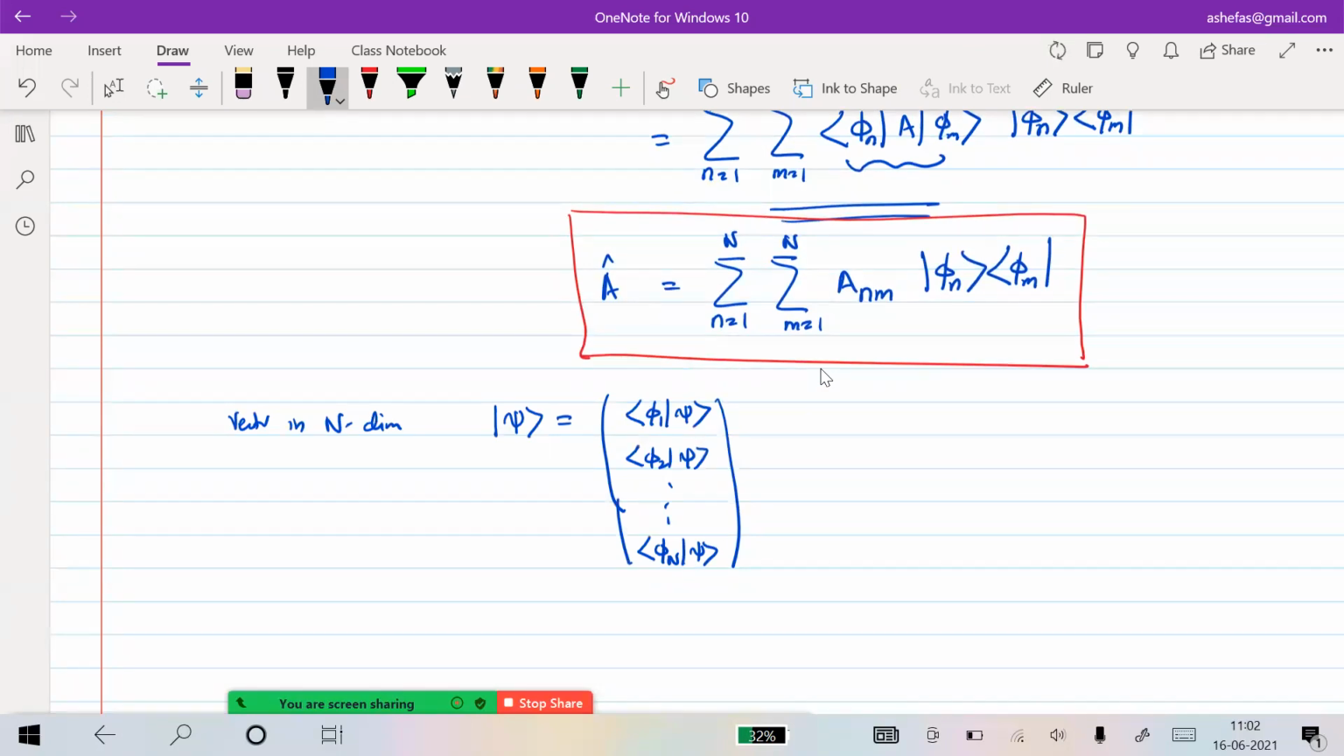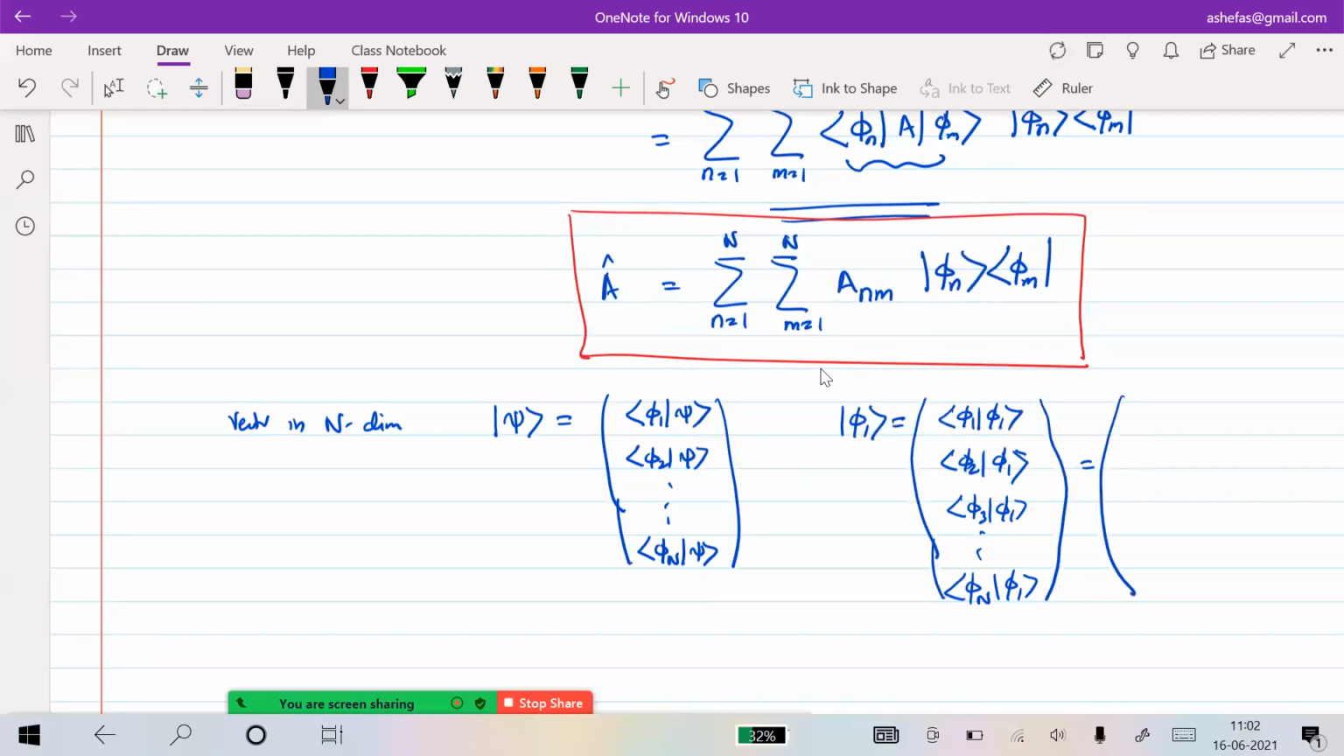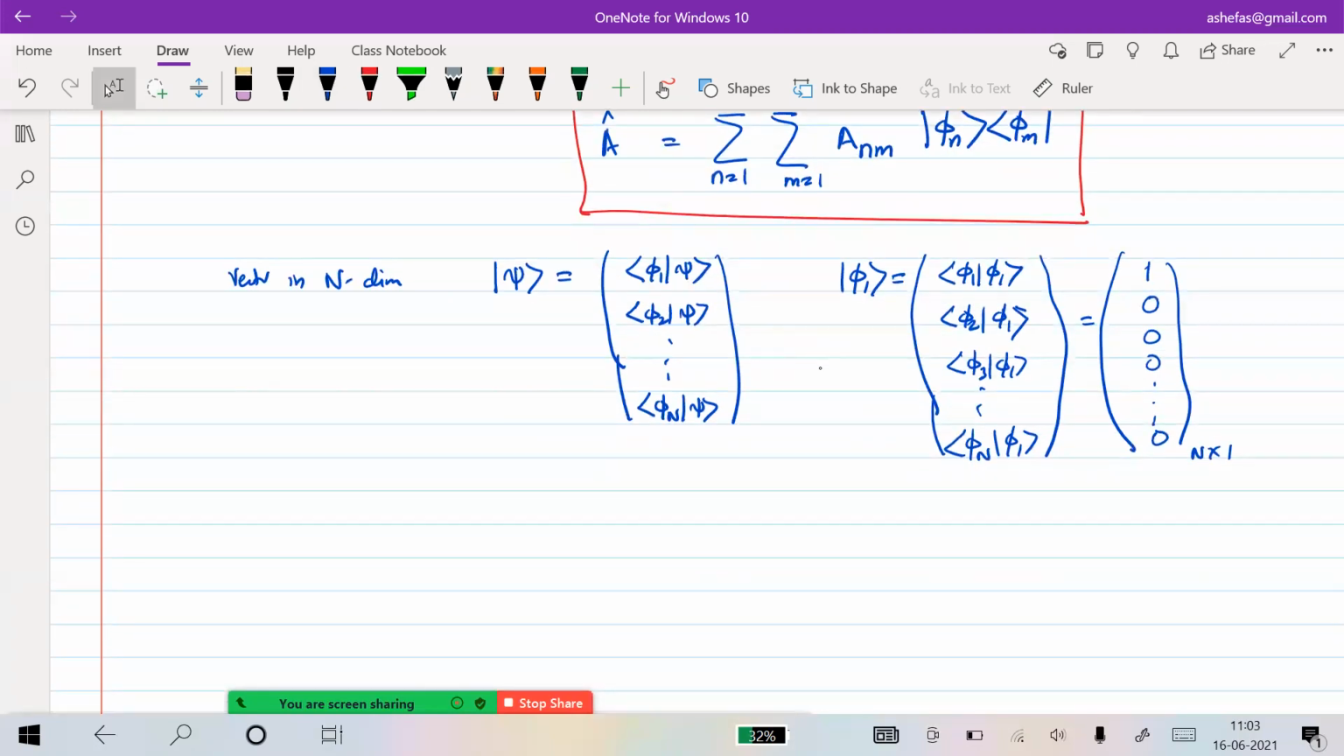Then how will you represent the ket phi 1? Ket phi 1 can be written as the inner products ⟨phi 1|phi 1⟩, ⟨phi 2|phi 1⟩, ⟨phi 3|phi 1⟩, and up to ⟨phi n|phi 1⟩. Instead of psi we just substitute phi 1. Now this ket phi 1 is an orthonormal basis vector, so the first inner product would become 1 and all other inner products would be 0. So it will be an n by 1 column matrix. That is the representation of ket phi 1.